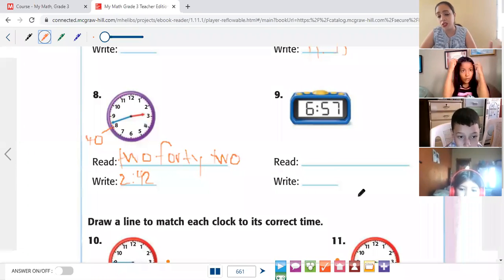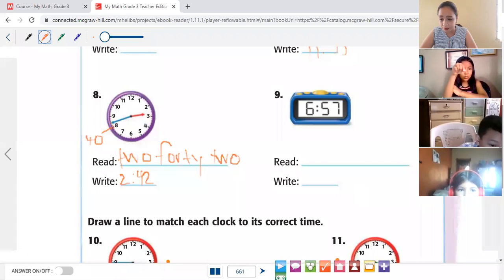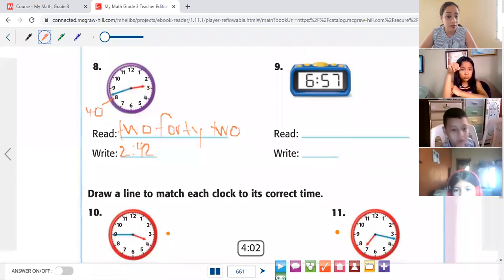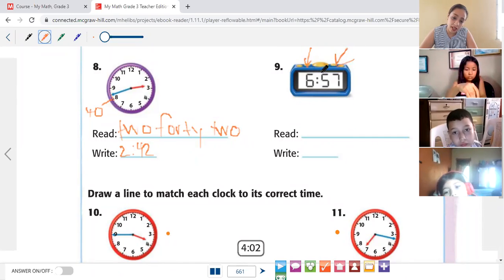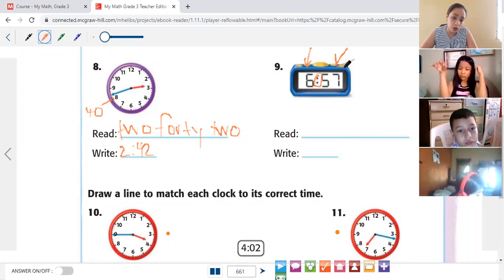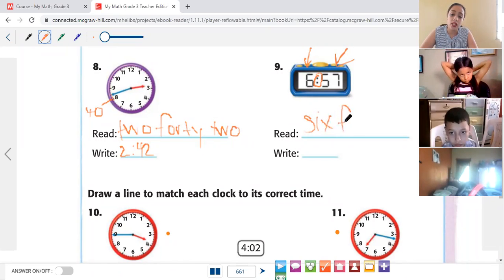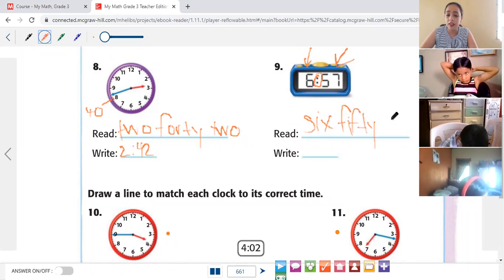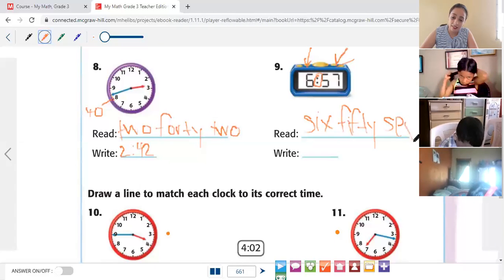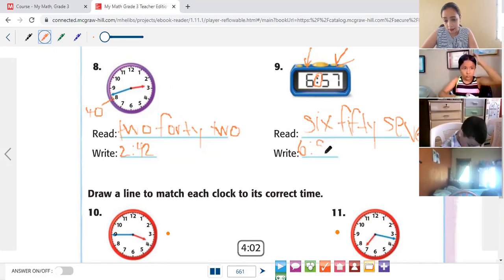Number 9 is much easier because it's a digital clock. Now, let's read. What does my digital clock tell me? The first digit tells me the hour, and the next digit after the colon, remember this is a colon, tells me the minutes. So it's 6:57. Okay? And then we need to write the time in numbers.